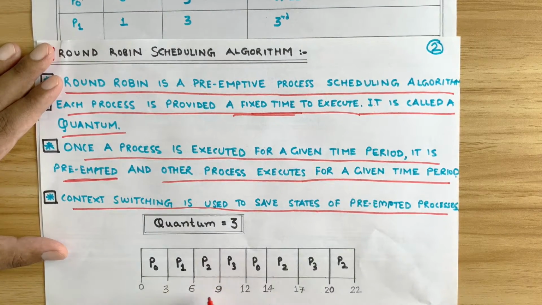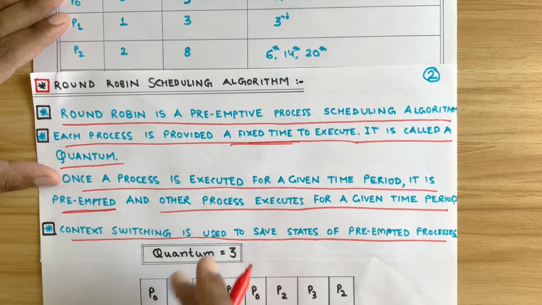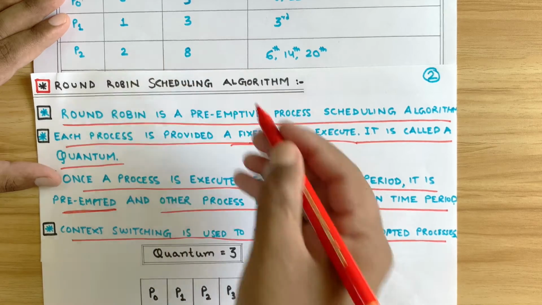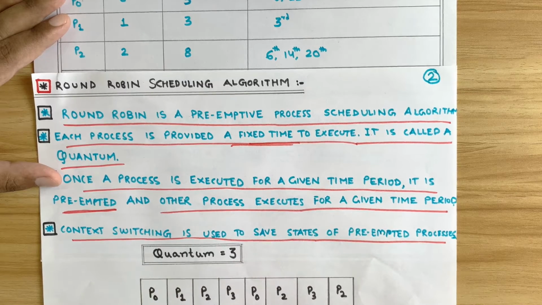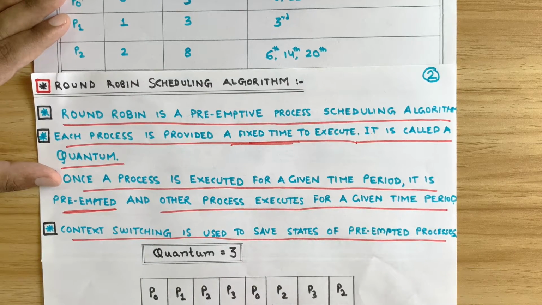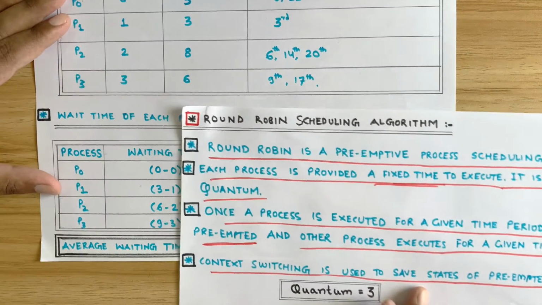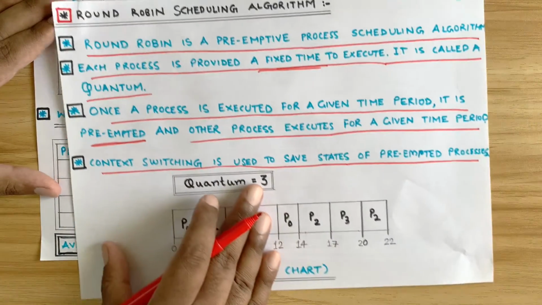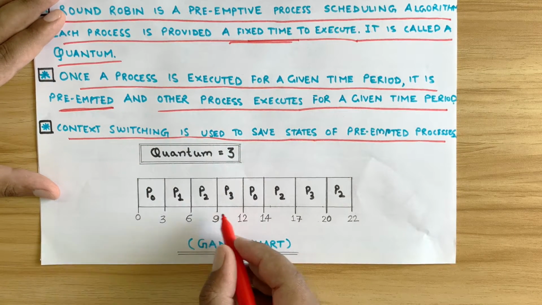Then P2 comes and executes for 3 seconds. Now what is the execution time of P2? It is 8 seconds. So 5 seconds are still remaining for it to execute. But since the time quantum of 3 seconds is over, we switch it with P3. From 9th second to 12th second we execute P3. Now what is the execution time of P3? It is 6 seconds. Since only half of it has executed, we will execute P3 later.